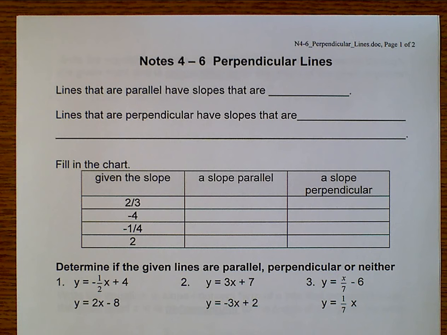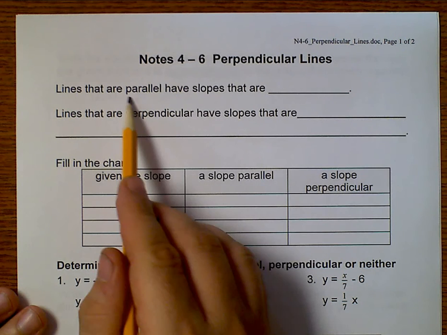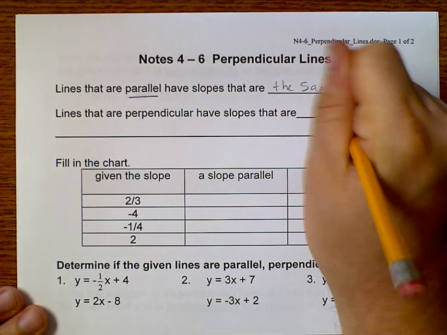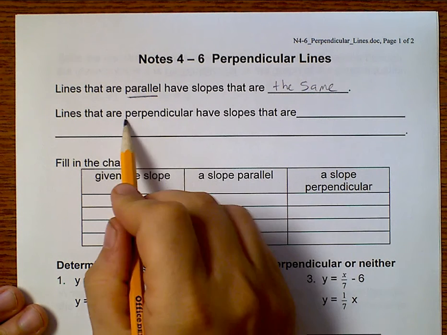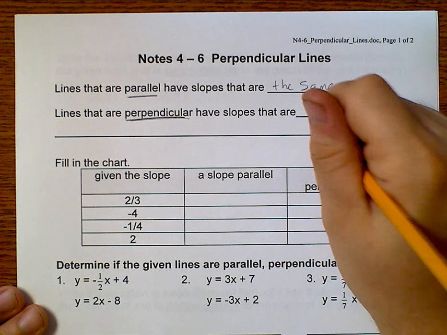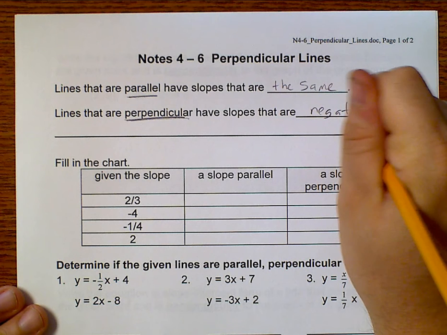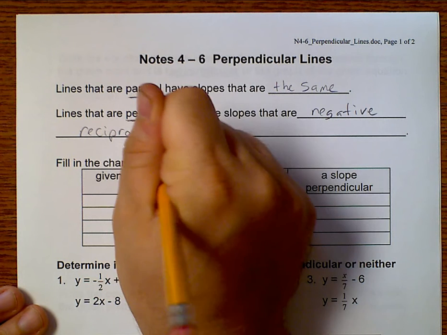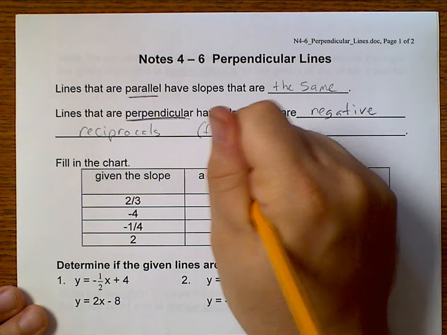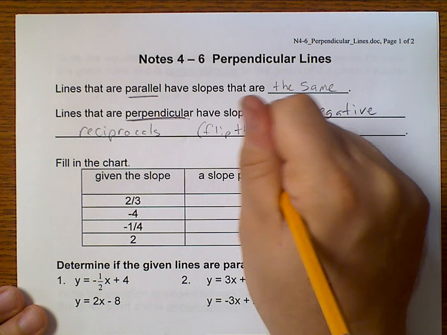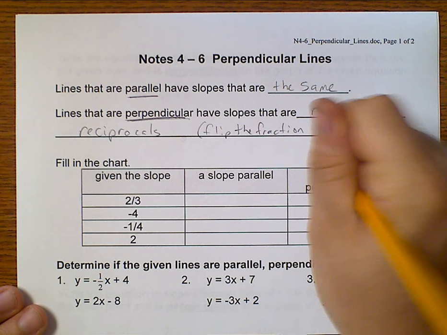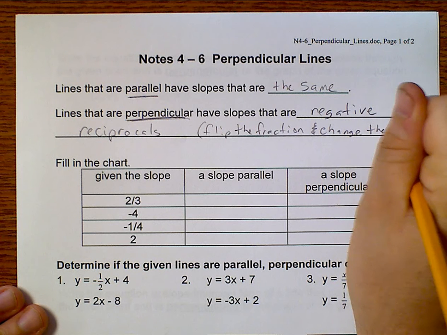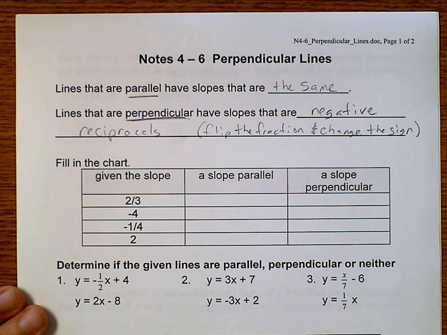Well, quick refresher, lines that are parallel have slopes that are the same, whereas lines that are perpendicular have slopes that are negative reciprocals. That means that you flip the fraction and change the sign. Let's put this into practice.